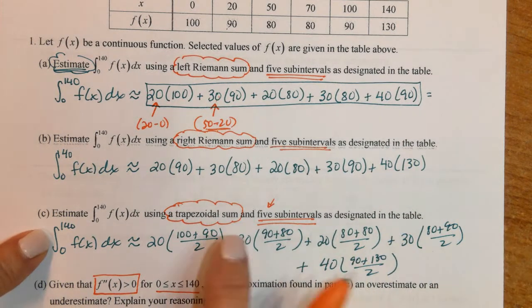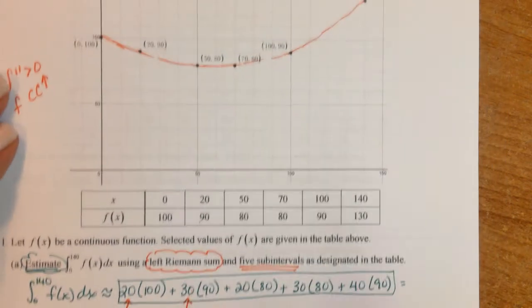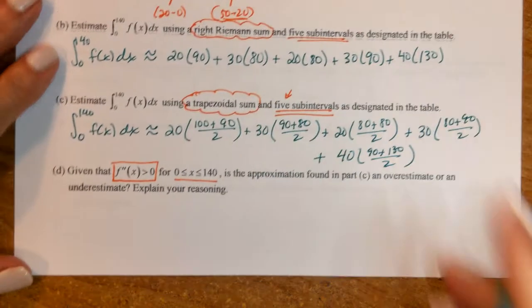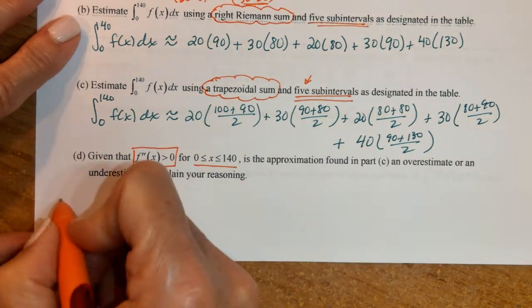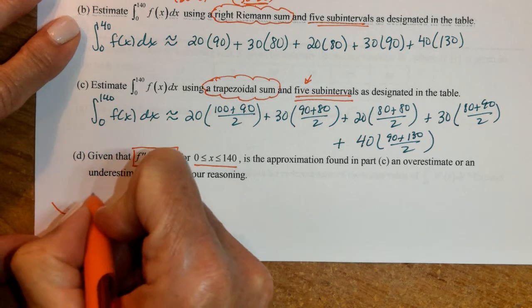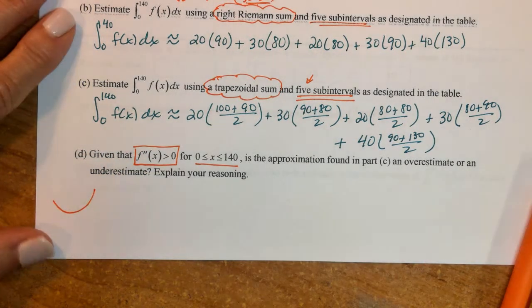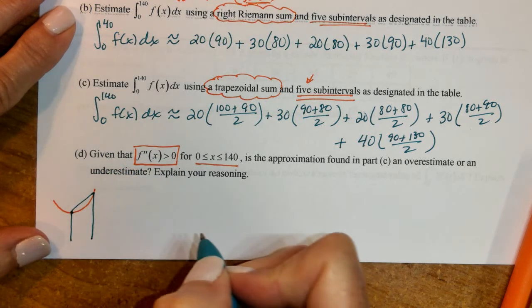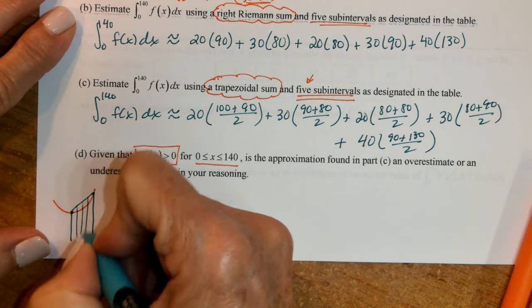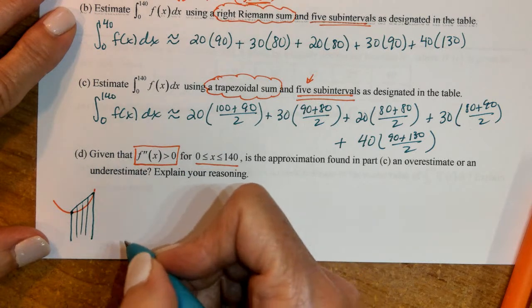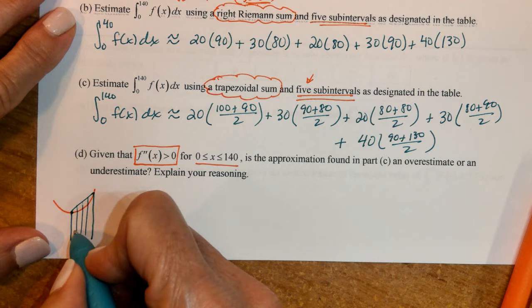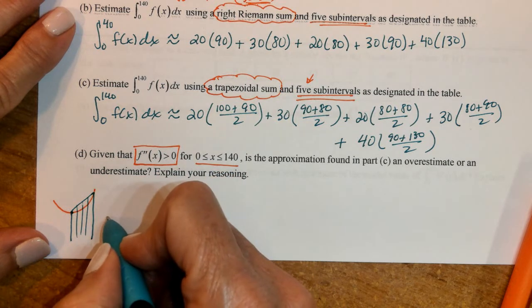In Part C, we used a trapezoidal sum to approximate the area. Well, if we're concave up, let me draw that down here. If we are concave up, then what is a trapezoid going to give you? The trapezoidal sum is going to be more than the area under this curve. So the trapezoidal sum will give you an overestimate.